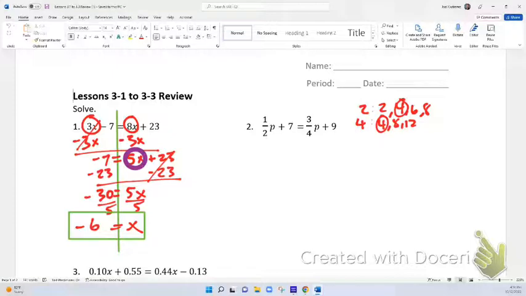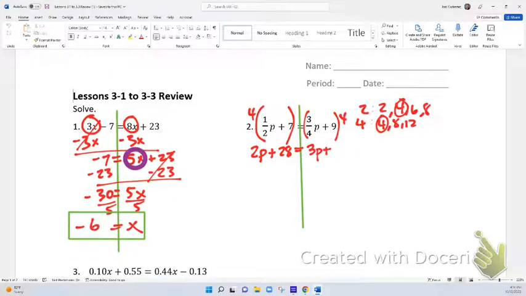So on this side, let me draw my line first. We are going to multiply everything times 4. On this side, we're going to multiply everything times 4 to get rid of our denominators, or our fractions. So 4 times 1 is 4, divided by 2 gives you 2. 4 times 7 gives you 28. 4 times 3 gives you 12. 12 divided by 4 gives you a 3. And then 4 times 9 gives you 36.